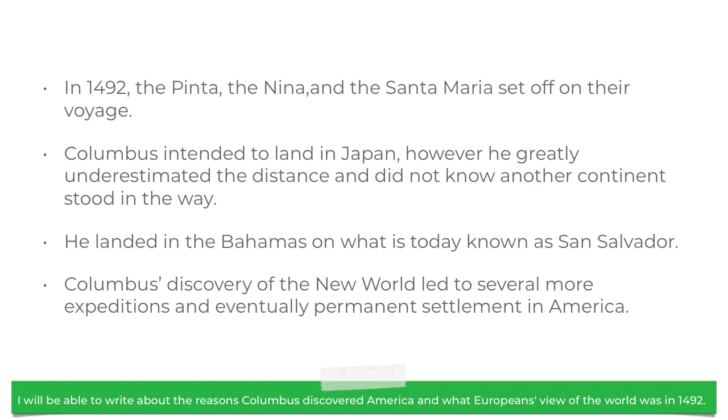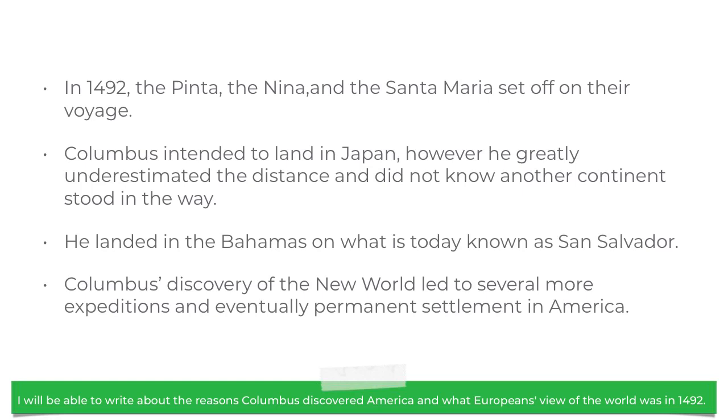So in 1492, the Pinta, the Nina, and the Santa Maria set off on this voyage. So Columbus goes west, and his main purpose is he's trying to find a quicker route to Asia. They're trying to get to Asia because of all the reasons we talked about in the last lesson, to get to those spices and the gold and whatever else is there, right?